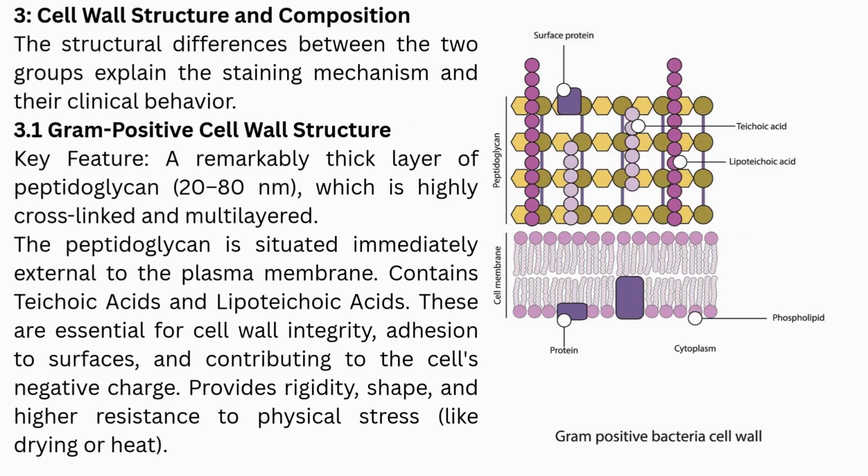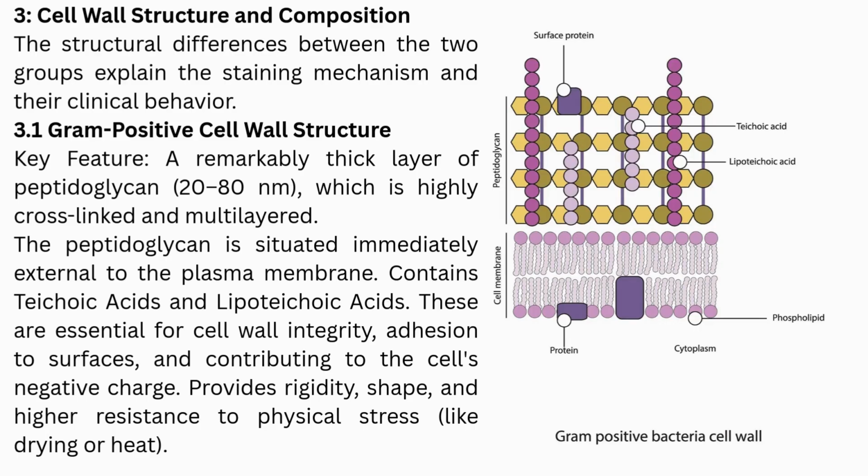Cell wall structure and composition. The outcome of the stain is entirely dependent on the physical barrier presented by the cell wall. 3.1 Gram-positive cell wall structure. Key feature: a remarkably thick layer of peptidoglycan, 20 to 80 nanometers, which is highly cross-linked and multi-layered. Here is a typical structure of a gram-positive bacterial cell wall. Properly study this structure. This thick peptidoglycan layer is situated immediately external to the plasma or cytoplasmic membrane.